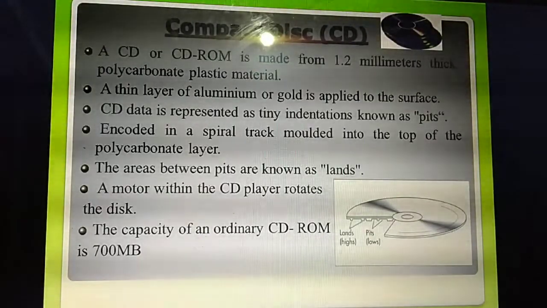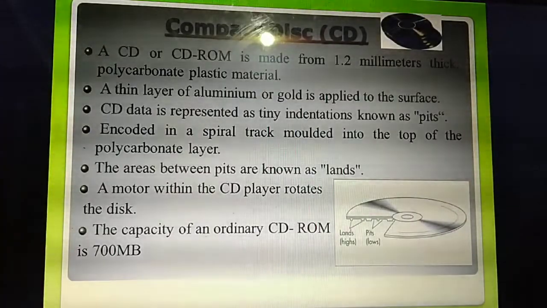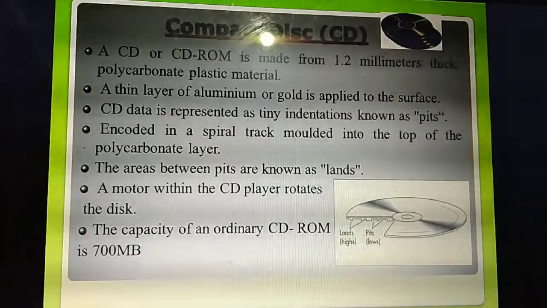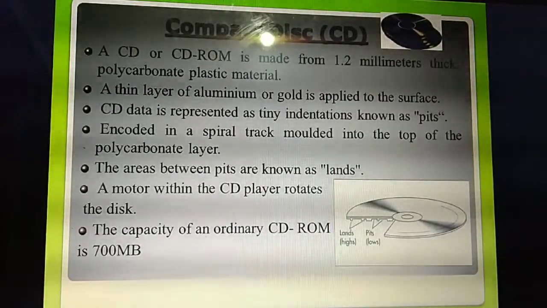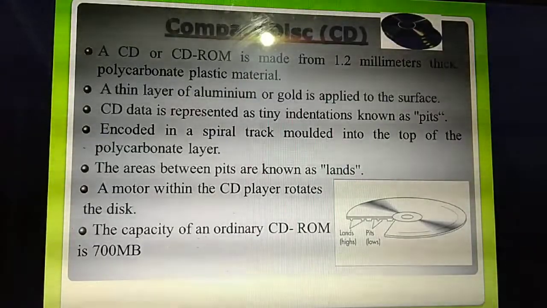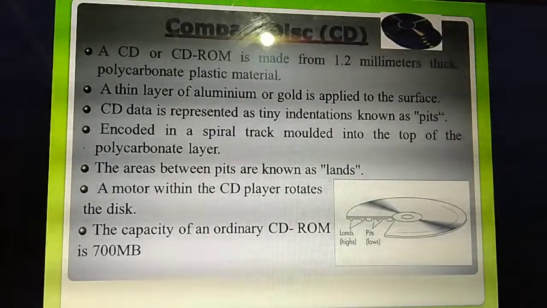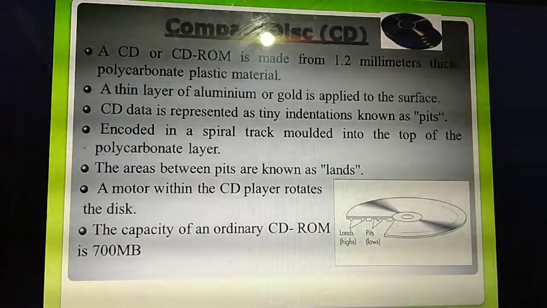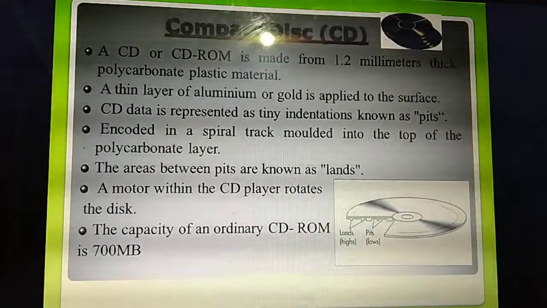So what's the use of a CD? You can store some data. The small information stored in this CD we call as bits. This information is molded on a spiral basis. How is it molded? On a spiral basis. The area between the bits we call as lands. A motor-like structure is used to rotate the disc. What's the maximum capacity? 700 MB.